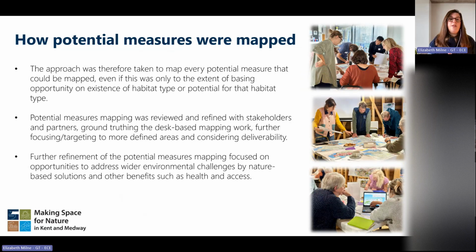So to address this, we decided that we would map every potential measure that could be mapped. And we would do that even if this was only mapped to the extent of basing opportunity on the existence of the habitat type or basing it on the potential for that habitat type. So that does mean that in some cases, some of the maps have very broad coverage and a lot of the county is covered. But what it does also mean is that no opportunity will be missed. And you can see where in the county the opportunities for particular habitats and their restoration or creation do exist.